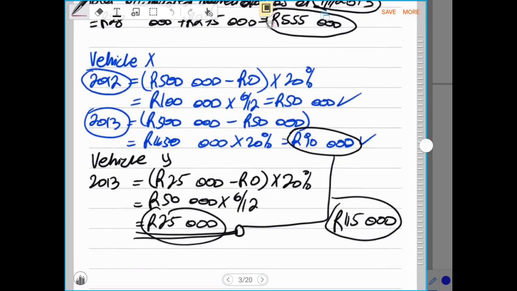Vehicle X. Let us go and check. Okay, here is vehicle X. The carrying amount of vehicle X will be the cost. The cost of vehicle X is 500,000, minus depreciation for the first year, which is 50,000, minus the second year, which is 90,000.